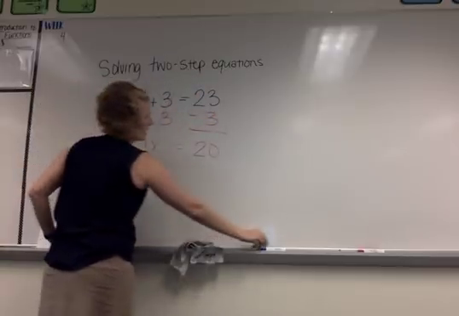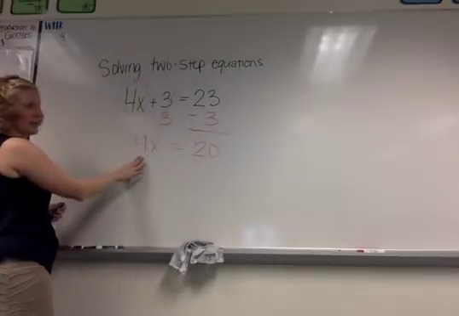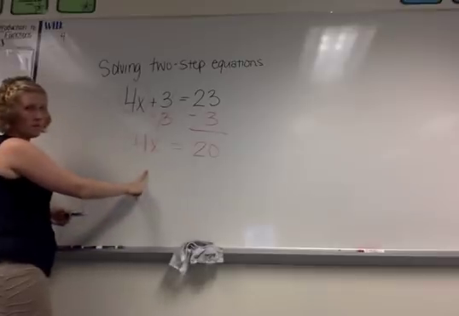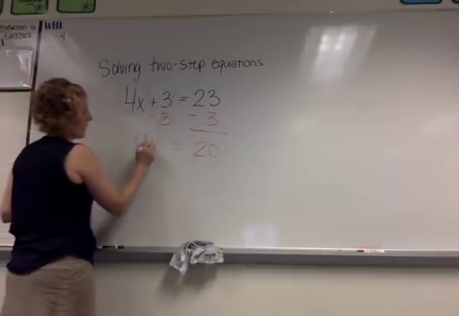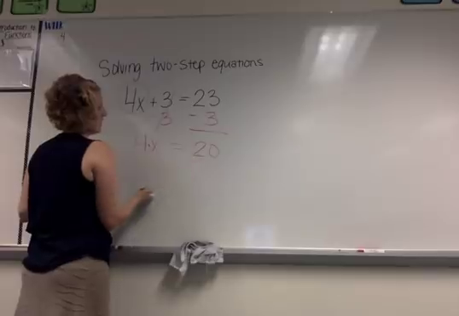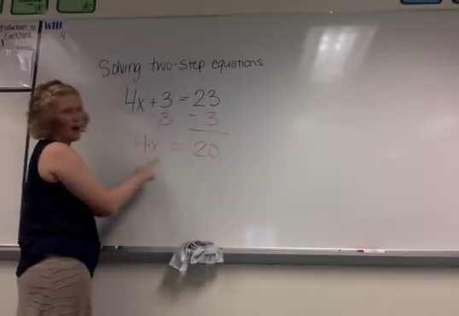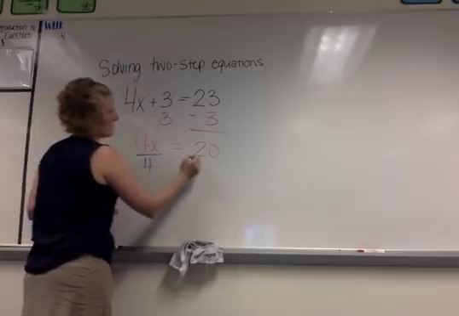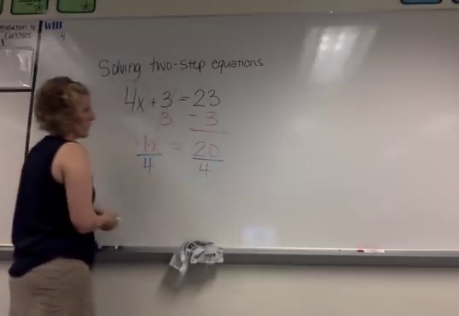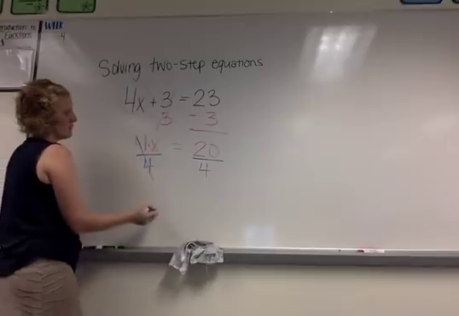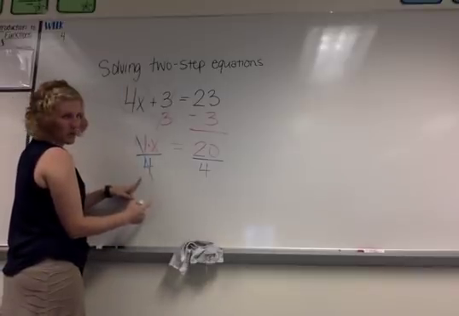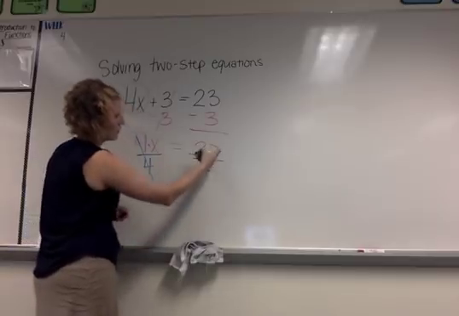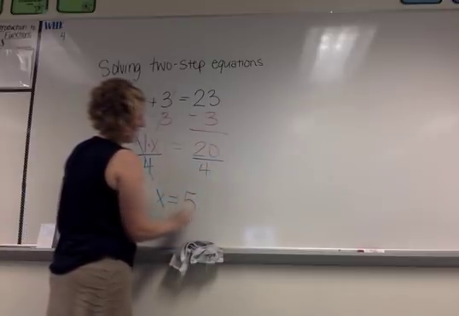Okay? The next thing I need to do, this is the second step. So the first step, I subtracted. This next step, I need to do the inverse of multiply because it's 4 times x equals 20. So the opposite of multiply is to divide. So I would divide by 4 and divide by 4. So that would leave me with 4 divided by 4, remember cancels. So I'd be left with x equals 20 divided by 4 is 5.